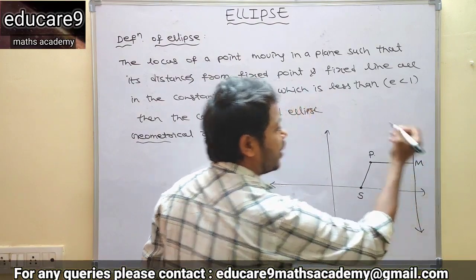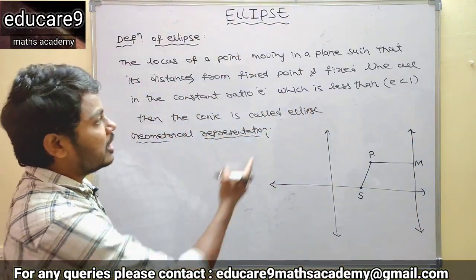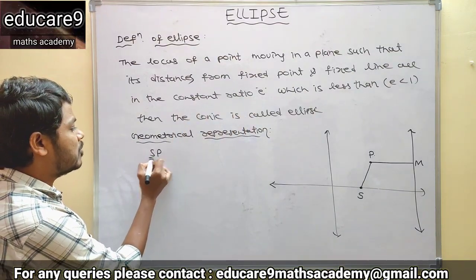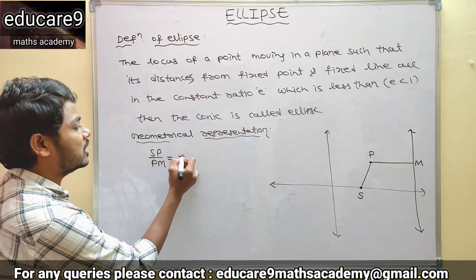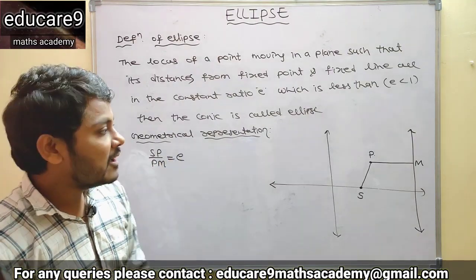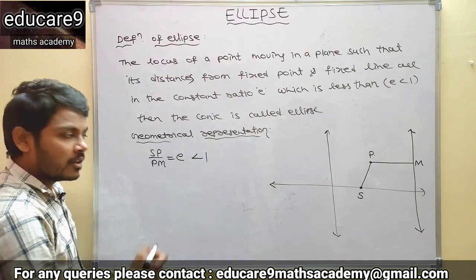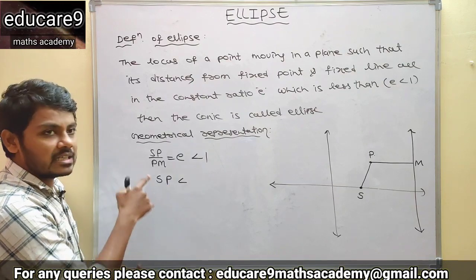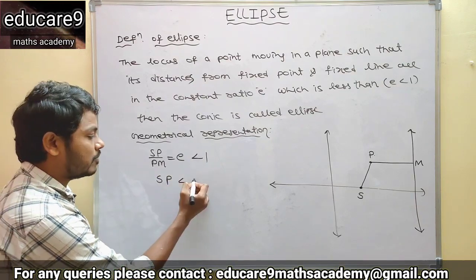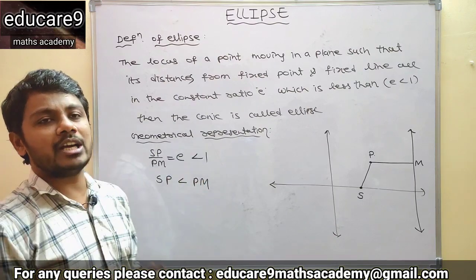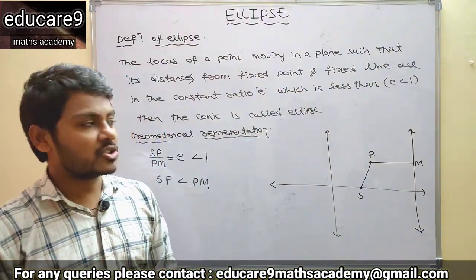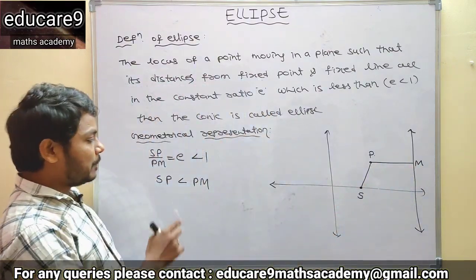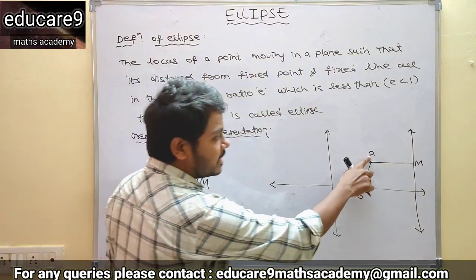The constant ratio e means SP by PM is equal to what? The constant ratio e, which is less than 1, means the distance between S and P is less than the distance between P and M. Then the conic represents an ellipse. So clearly here the distance SP is less than PM.